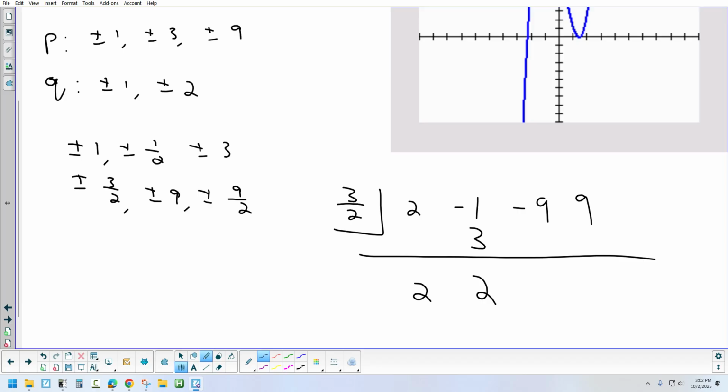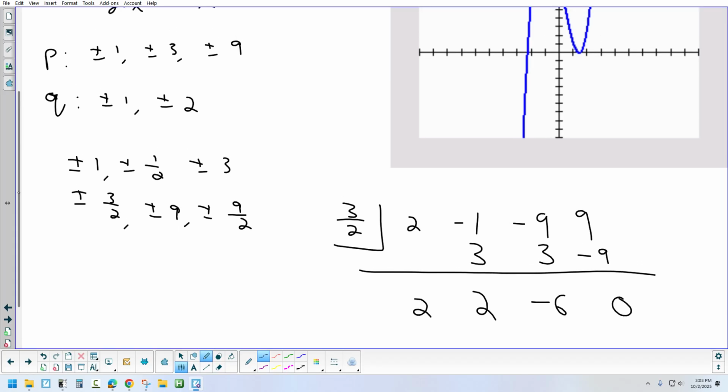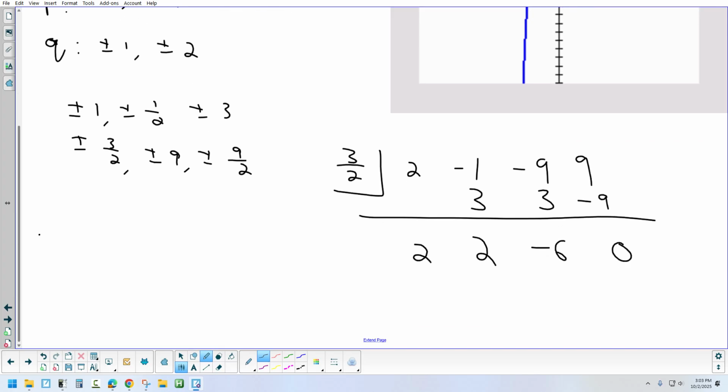2 times 3/2, we just did that, is 3. Negative 9 plus 3 gives me negative 6. Negative 6 times 3/2 is negative 18 over 2, which is negative 9. And as we expected, the remainder is 0. So now let's put 3/2 in our list of roots. Is 3/2 rational or irrational? Rational.